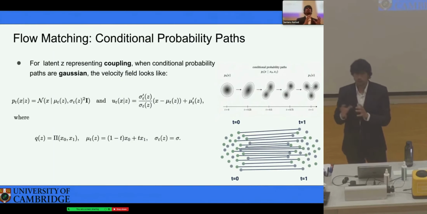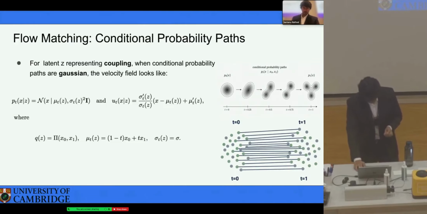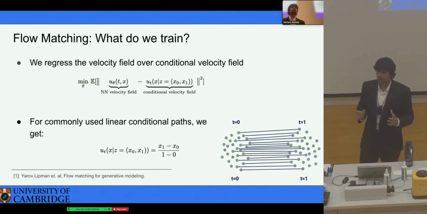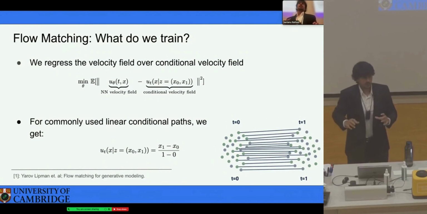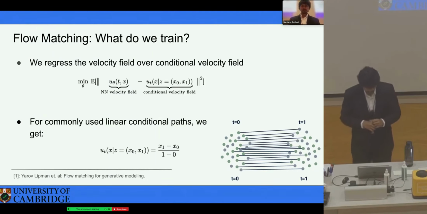And this is usually a choice that people make, but this is not the only choice, and in most cases it's not the right choice as well, as we'll see further ahead. So given that you've now constructed conditional probability paths, what do you do with them? Long story short, it all boils down to training a regression objective, where your neural network, which is representing the true velocity field, is regressed over the conditional velocity field that you've constructed based on your design choices.